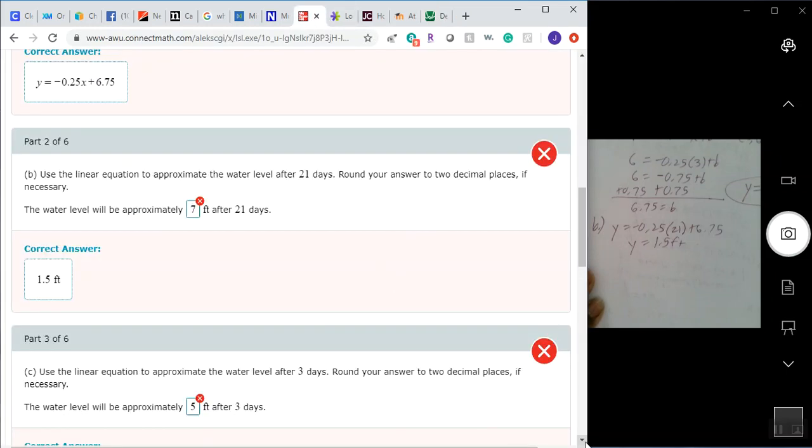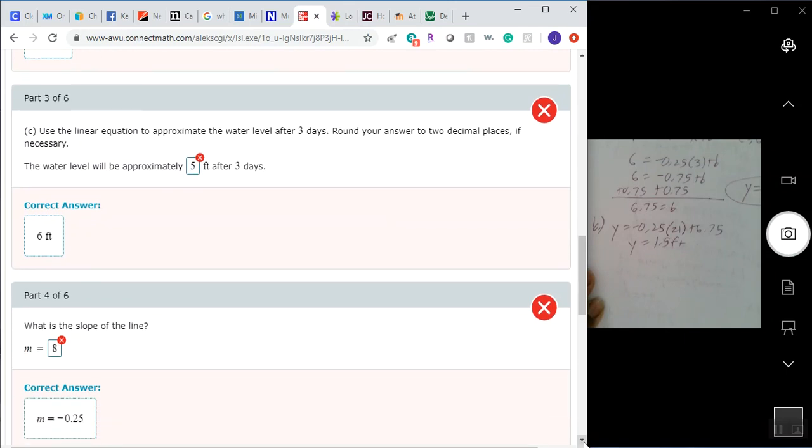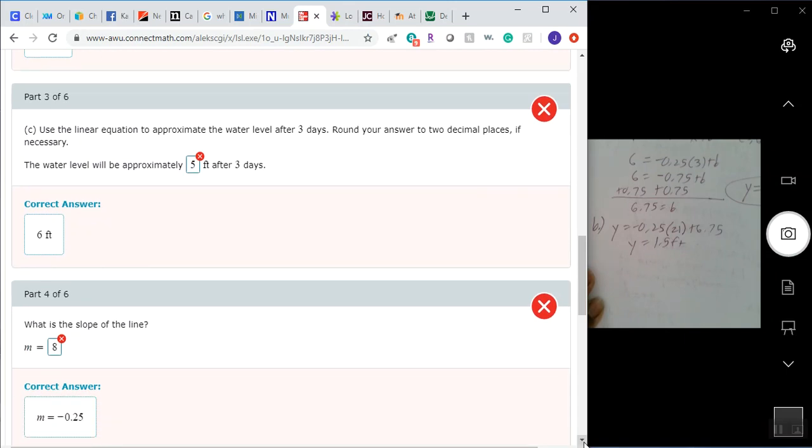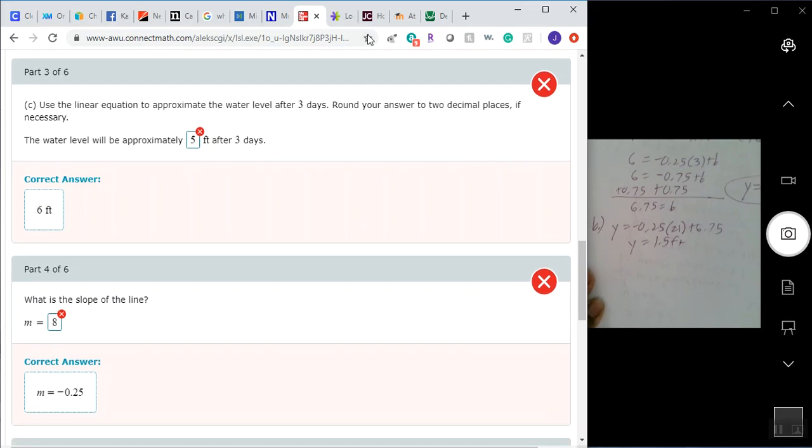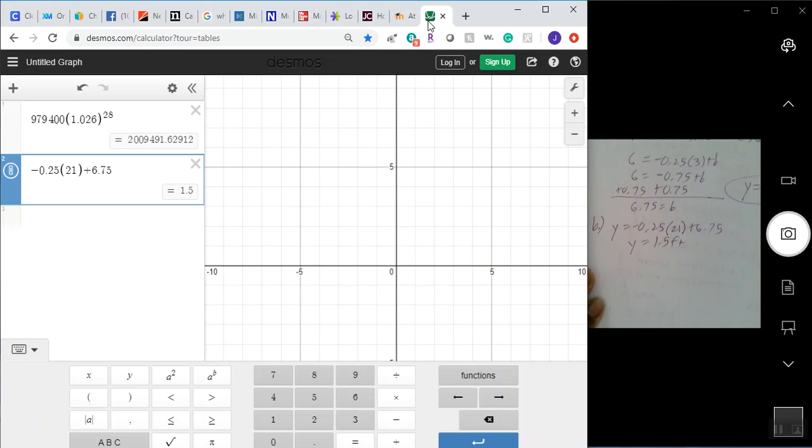Okay, that's B. Now C. Use the linear equation to approximate the water level after 3 days. Round your answer to 2 decimal places. We go with the same equation here, but instead of 21 days, we replace that with 3 days. So basically we have y equals negative 0.25 times 3 plus 6.75, and y would be 6 feet.